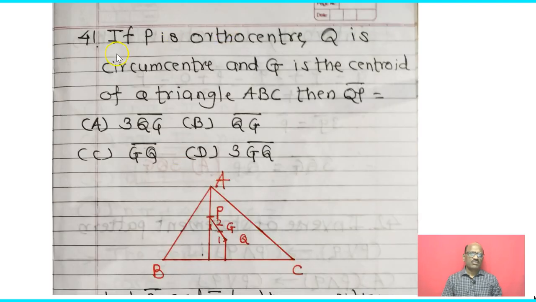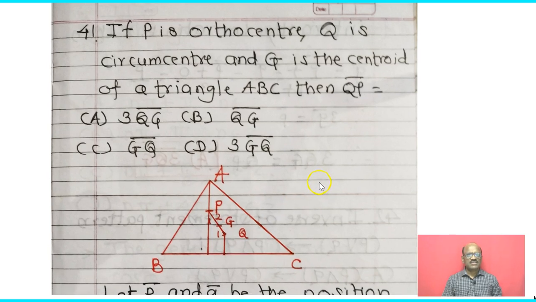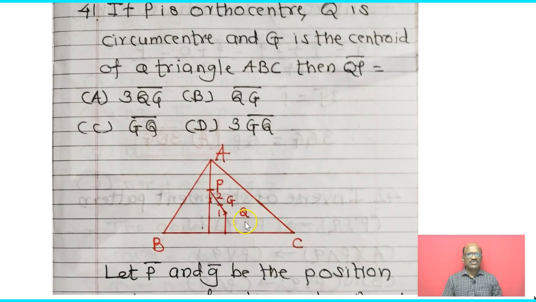Now here is question number 41: if P is the orthocenter, Q is the circumcenter and G is the centroid of a triangle ABC, then QP bar is equal to. Now see this, in triangle ABC, P is the orthocenter, G is the centroid, and Q is the circumcenter. Then this G divides PQ in the ratio 2:1.